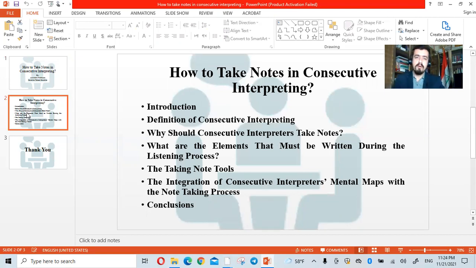We have talked about why consecutive interpreters should take notes. Why should I take notes as a consecutive interpreter? What's the role of the note-taking process in this important regard? As we know, consecutive interpreting is different from simultaneous interpreting. Consecutive interpreting is based on listening, taking notes, and then producing a message in the target language. So it's based on the memorization technique.